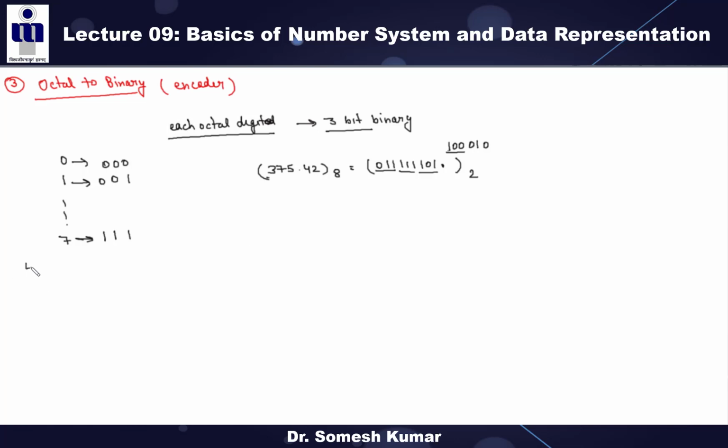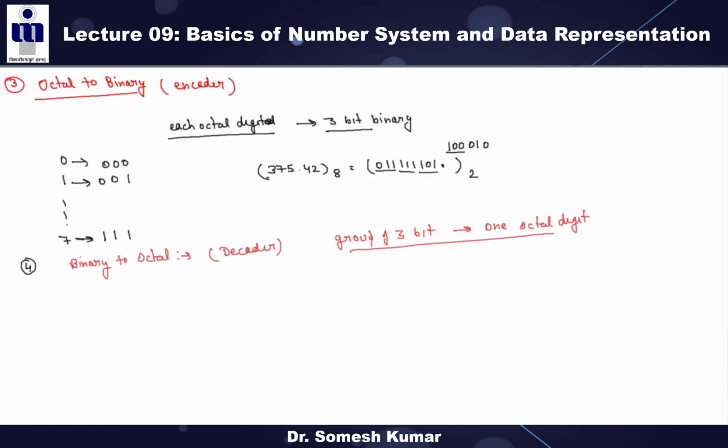So the next category is binary to octal, in the reverse way. How can you convert? The circuit which converts any binary number to octal is called the decoder. Clear? So here we can make groups of 3 bits. A group of 3 bits is what? One octal digit, right? One octal digit.